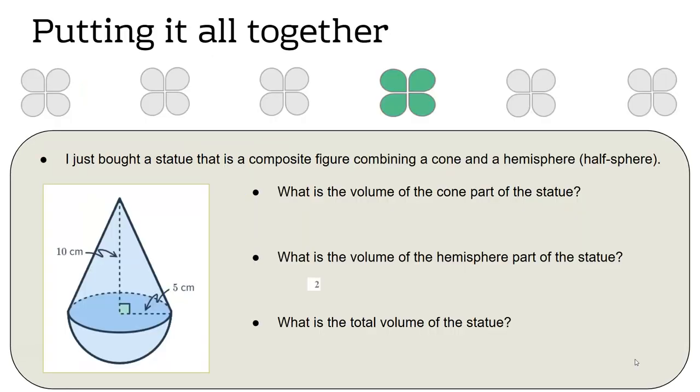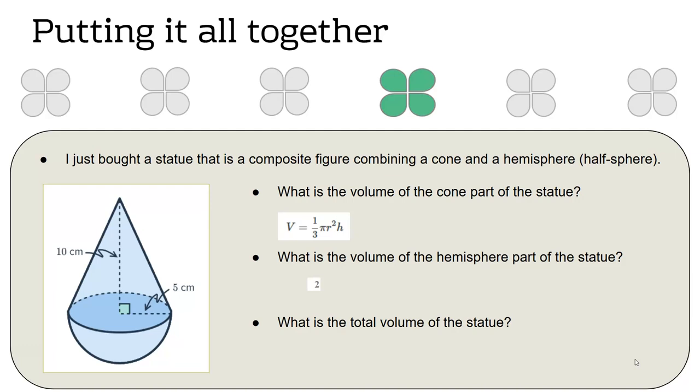When we put all of this together, we can figure out what the volume of the sphere is. In this case, we have half of the sphere, so we call that a hemisphere, and the volume of a cone. Notice I just bought a statue that is a composite figure combining the cone and the hemisphere, half of a sphere. What is the volume of the cone part of the statue?